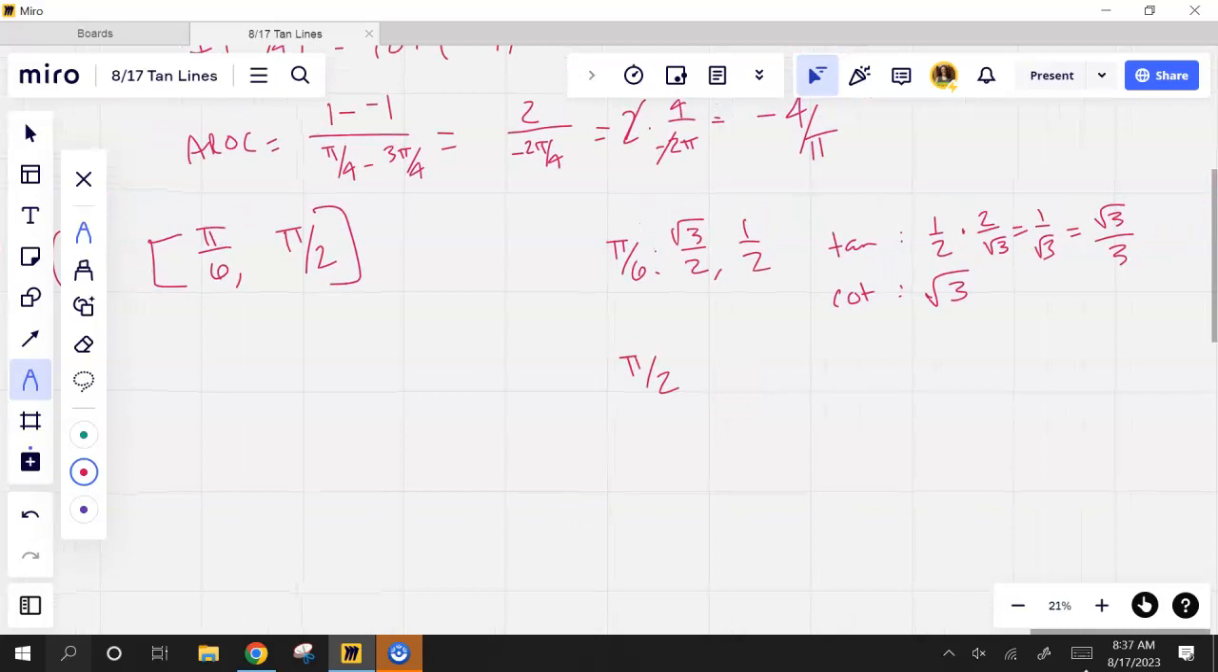At pi over 2, what are the coordinates? 0, 1, which means the tangent value is undefined, but the cotangent is 0. Cotangent is cosine over sine. Tangent is sine over cosine.